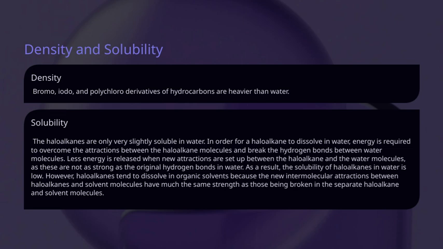Moving on, let's consider the relationship between the structure of haloalkanes and their properties. Bromo, iodo, and polychloro derivatives of hydrocarbons are generally heavier than water. This increased molecular weight impacts their density and how they interact with other substances. And that leads us to the key idea of density and solubility. These heavier haloalkanes tend to be less soluble in water, but more compatible with other organic compounds, which is an important point when considering their applications and behaviors in different environments.